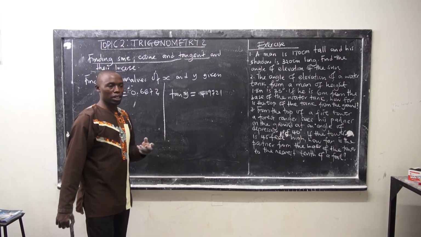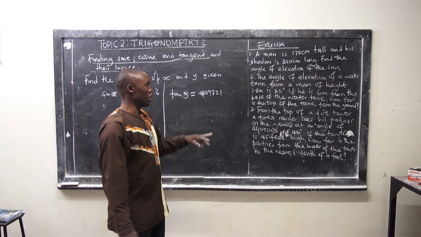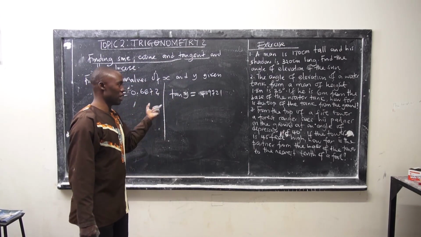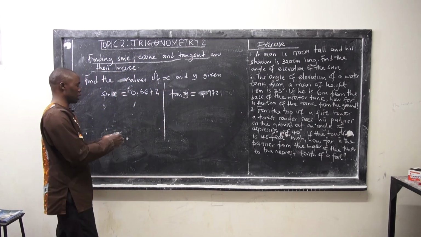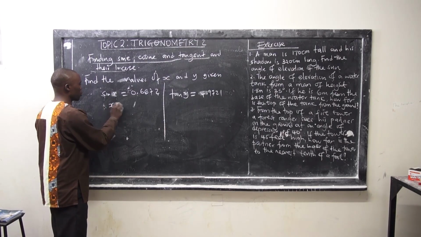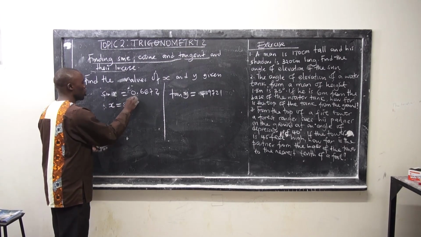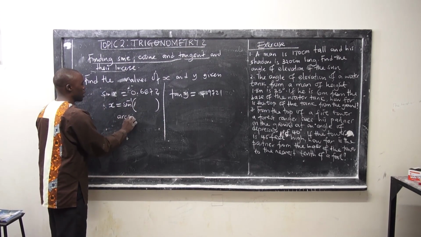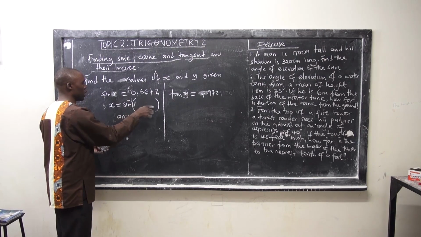So we shall look at in trigonometry 2, if in case x and y are obtuse or reflex, then these values definitely will have to change. So if we are looking for the value of x, we take the inverse function, or we call it arcsine of this value here.